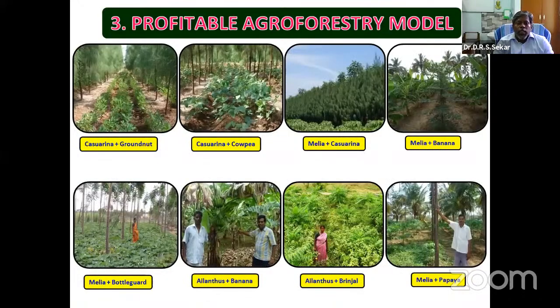There are profitable, successful agroforestry models that exist in different parts of our country, as well as in different agroclimatic zones of Tamil Nadu. Cashew nut with groundnut, cashew nut with cowpea, Melia with casuarina, Melia with banana, Melia with papaya, and brinjal, all these crops, farmers developed on their own, and they are making a good profit out of it.